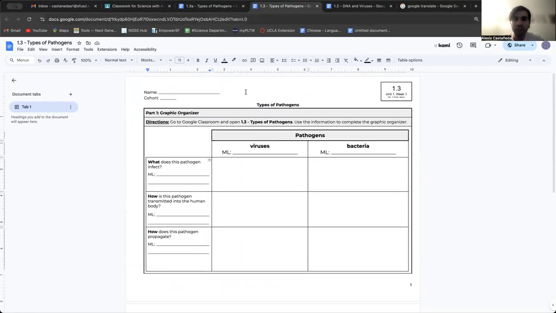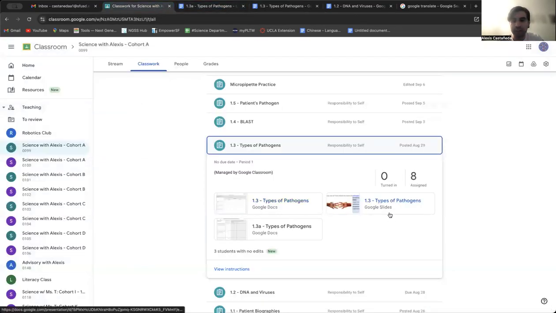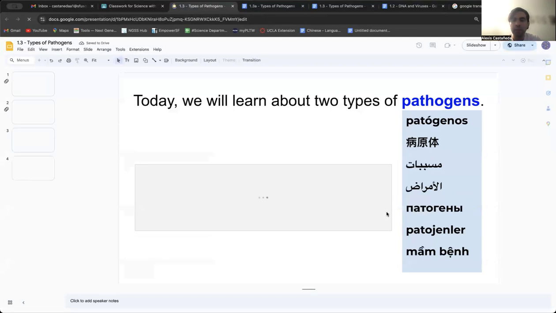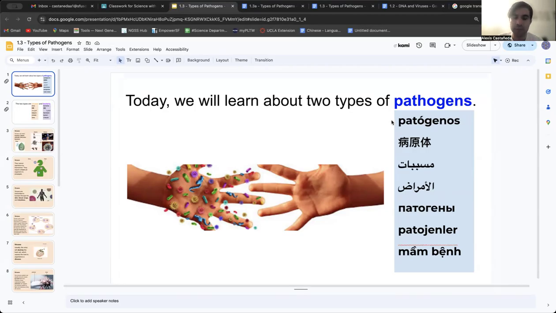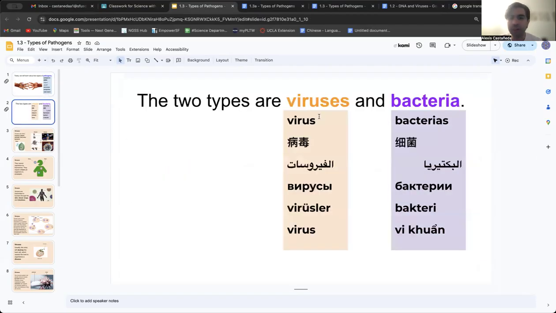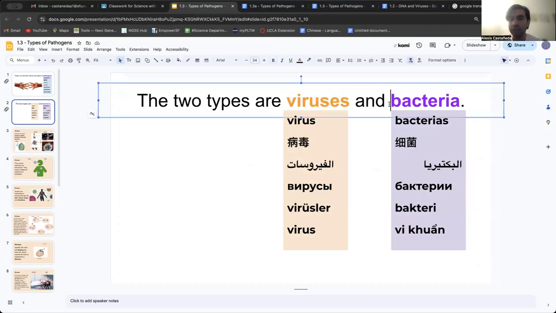To answer these questions, you're going to use the information from 1.3 types of pathogens. So you go back to 1.3 and there's types of pathogens. Maybe you have heard this word before, maybe not. A pathogen is something that makes you sick. We're going to talk about two major types of pathogens: viruses and bacteria. You have probably heard of these before, maybe or maybe not. And we want to answer some questions about them.